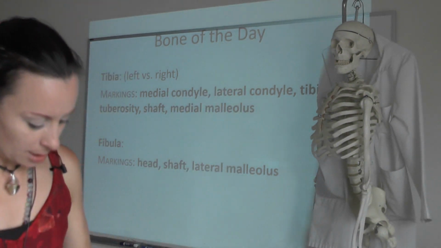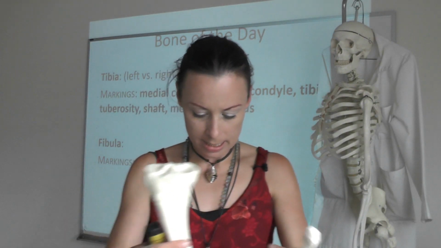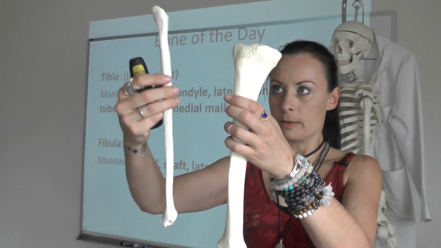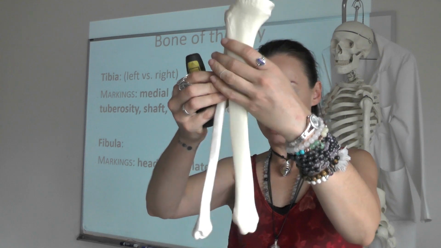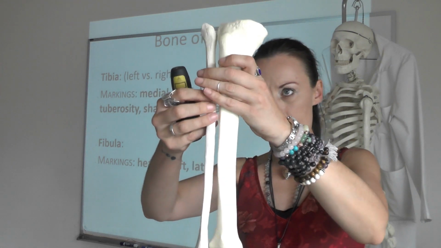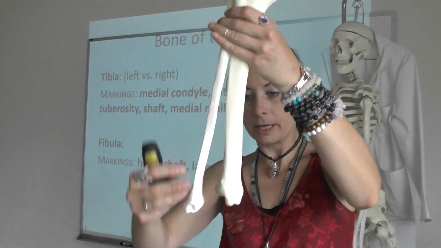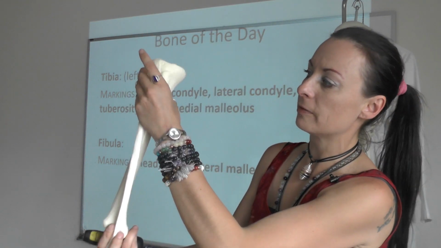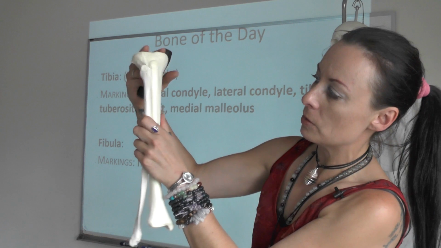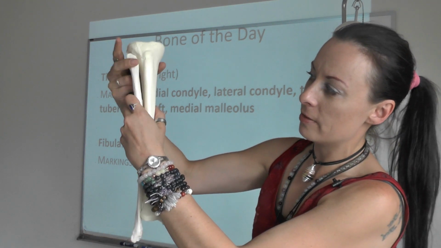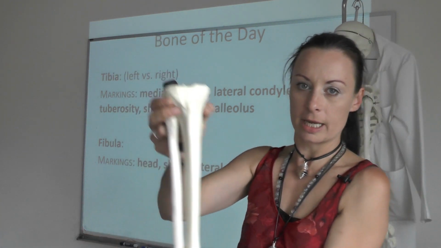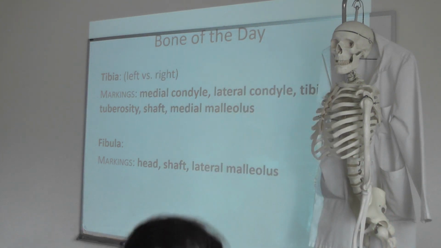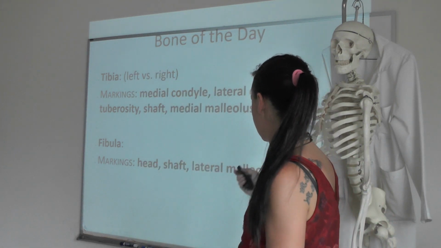And how they articulate in the body, so this is my right tibia and my right fibula, and how they articulate in the body is just like this. So all of the weight from the femur is going to come onto the tibia, and then the fibula is articulating up here, not really taking any weight. So, all right, those are our bones of the day.